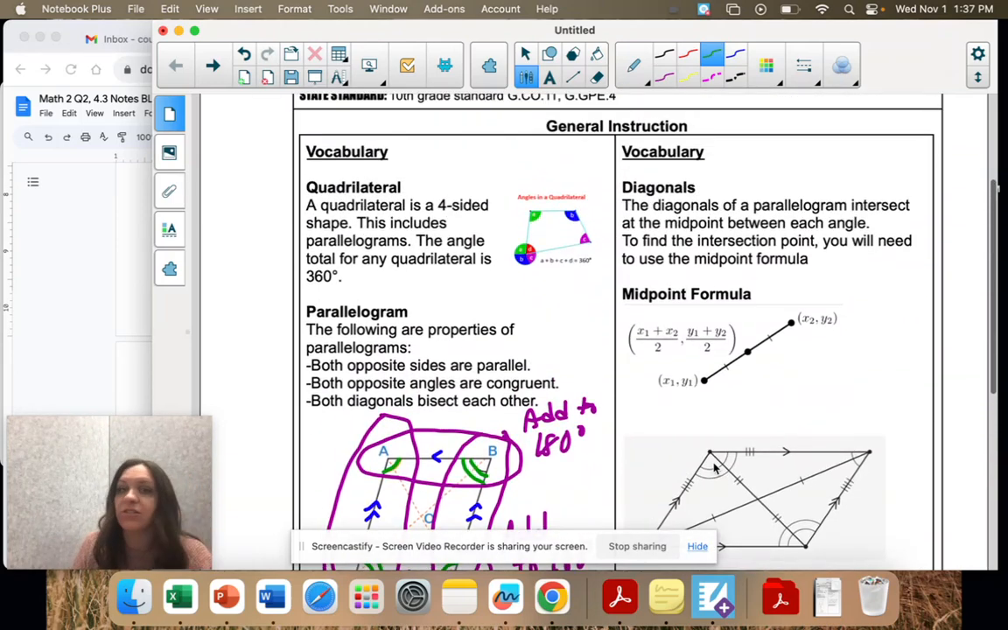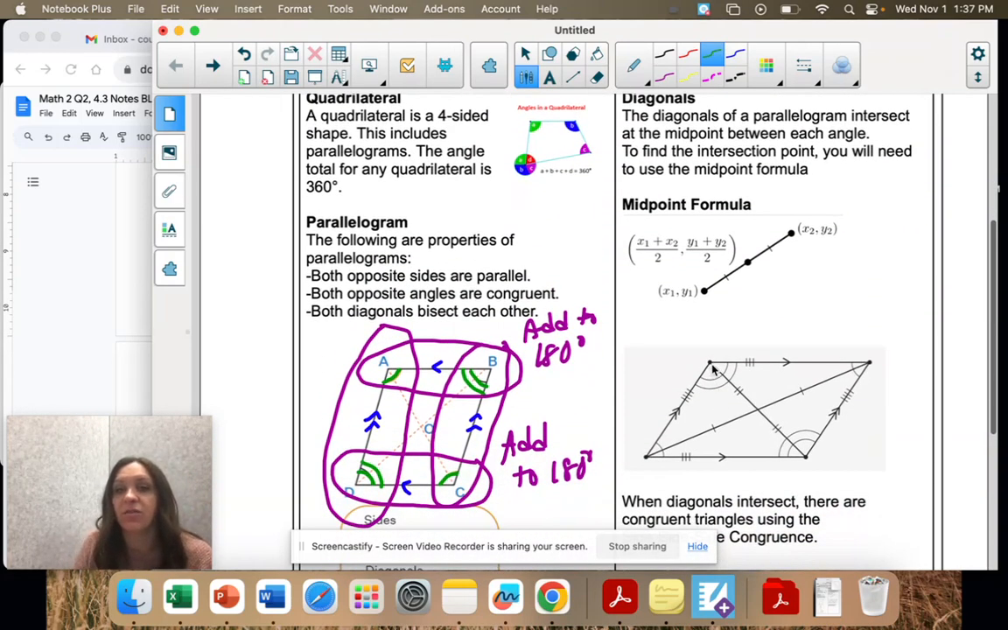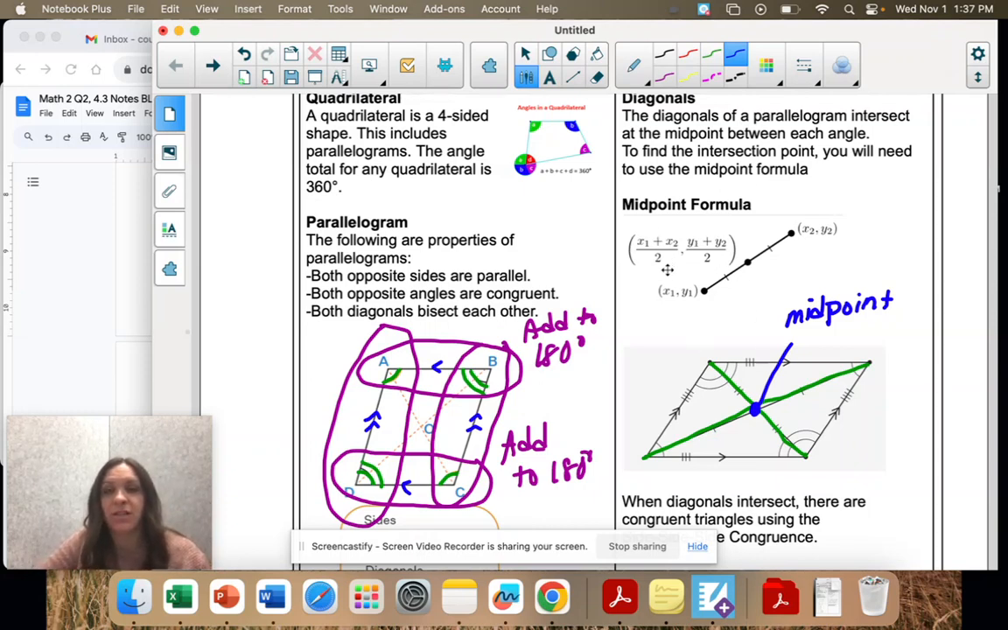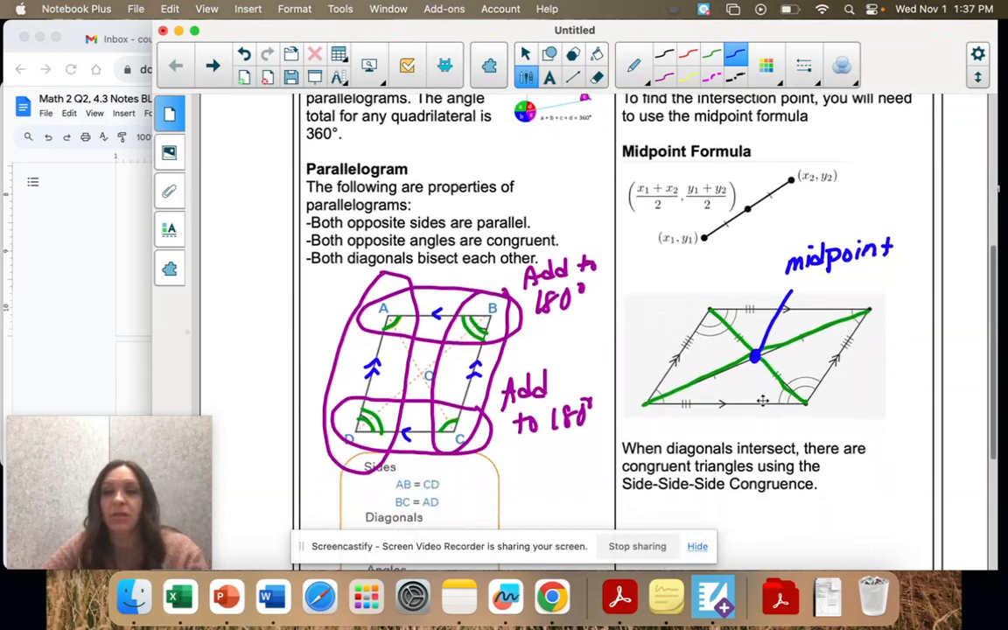The diagonals, these are the lines that come out of the angles. So if I go from one angle across to the other angle, that's called a diagonal. And we do that on both sides, and they bisect each other. That means that this is a midpoint for each line. It cuts each line in half. Okay, and you might have to use the midpoint formula. I think you do in one of the questions, which is just an average. You take the x values, divide by 2, and the y values divided by 2 to find the middle.